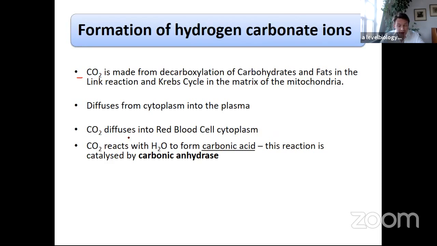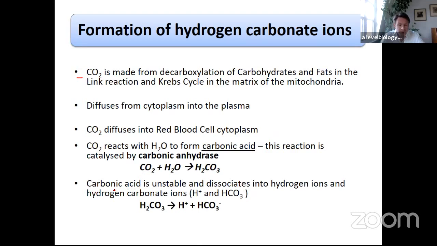The carbon dioxide then reacts with water to form carbonic acid, and that's catalyzed by an enzyme called carbonic anhydrase. Now, carbonic acid dissociates to give you hydrogen ions and hydrogen carbonate ions. The hydrogen ions lower the pH, and these hydrogen ions then join with oxyhemoglobin to form haemoglobinic acid.